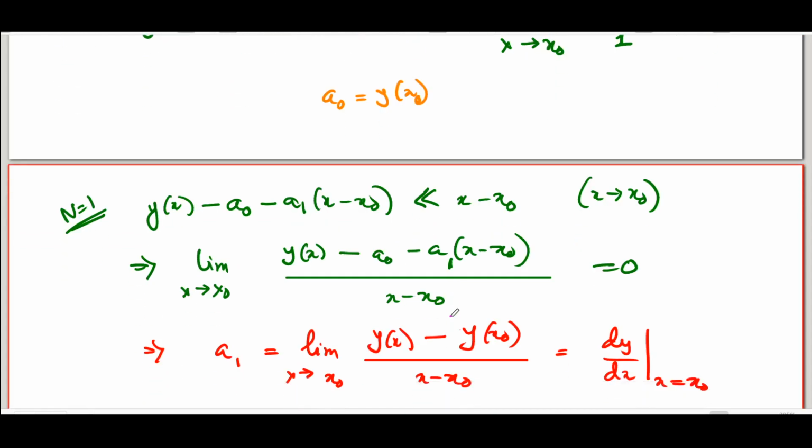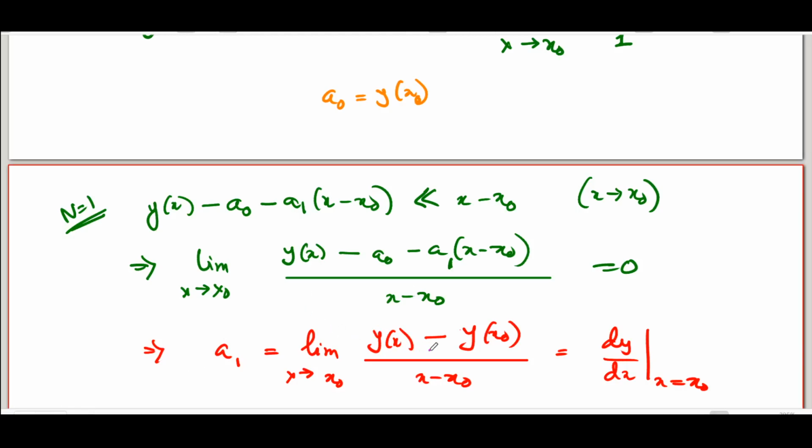And since a0 is y of x0, then we have to have a1 as a limit as x goes to x0 of y(x) minus y(x0) by x minus x0. Note that for this step to work, y of x0 actually has to exist. So, y has to exist at x equal to x0 if you want to find out the second term of an asymptotic series, or the second term of the asymptotic series has to exist.